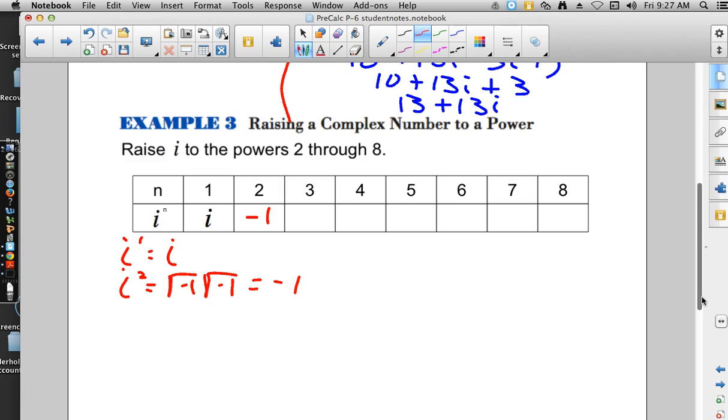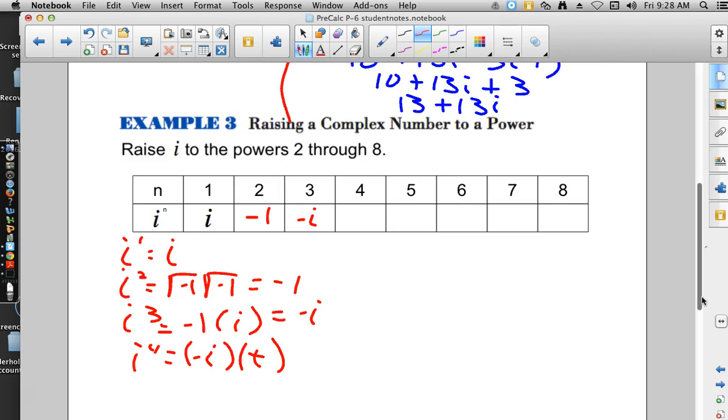Now, instead of starting over, I know how powers work. I know that to get the third, what I'm supposed to do is multiply that answer by i. So if I want i to the third, I have to take negative 1, and I have to multiply that by i. It's just going to be negative i. And then to get to the fourth power, I'll have to take my little negative i times i. Not t, for goodness sake.